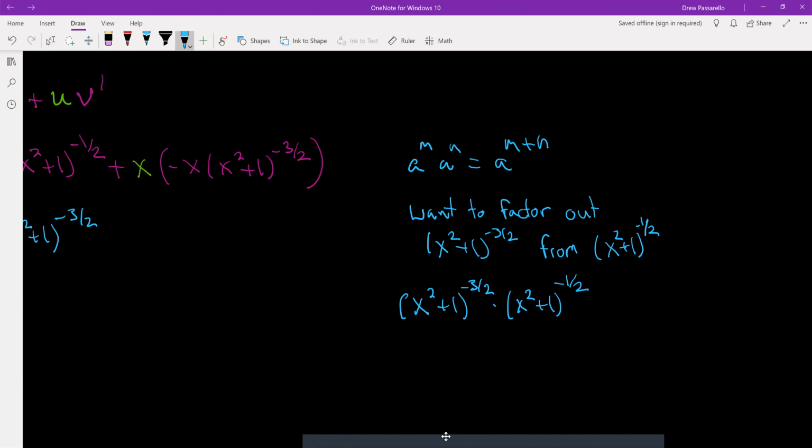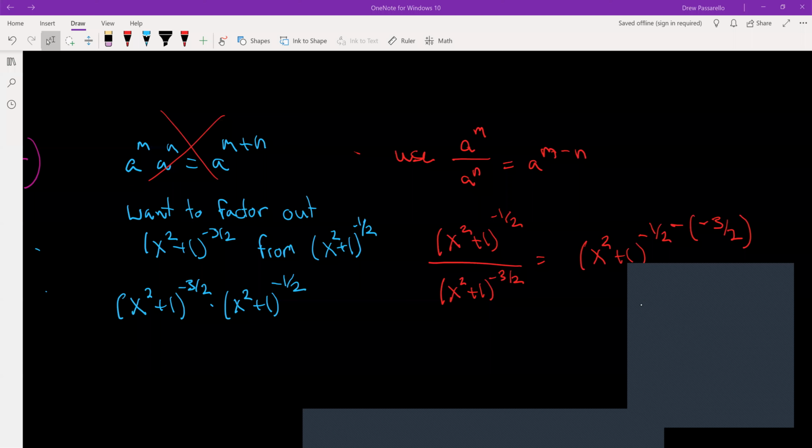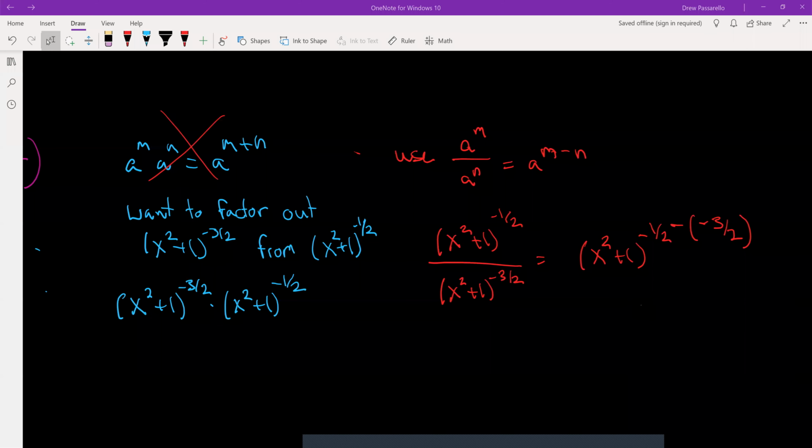Hold on a second. All right, so I paused the video, realized I messed up. You don't use this rule because when you're factoring out, you're actually dividing. I got it confused with multiplication. So we're really using this, what's in red.